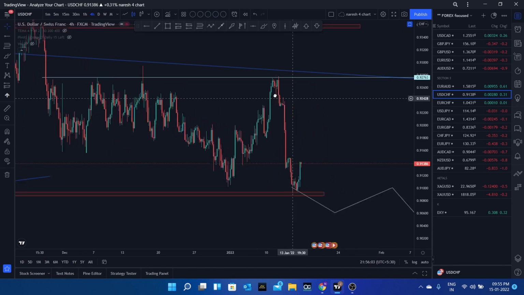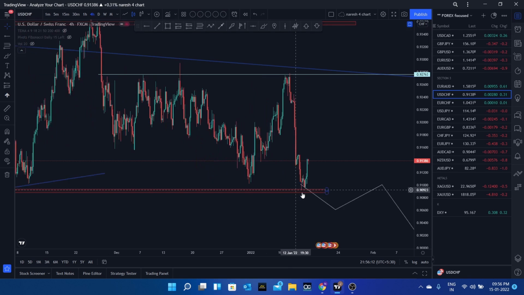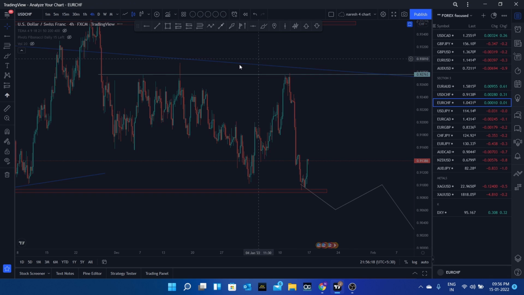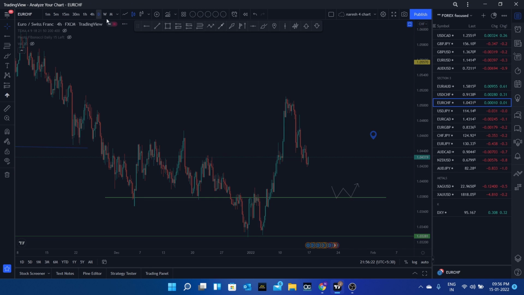So you can enter in this zone because we are having a very strong resistance, and so that's it, guys. I will be looking for short entries in USD CHF. So next pair would be Euro CHF, guys.